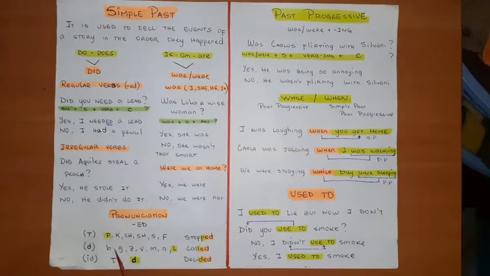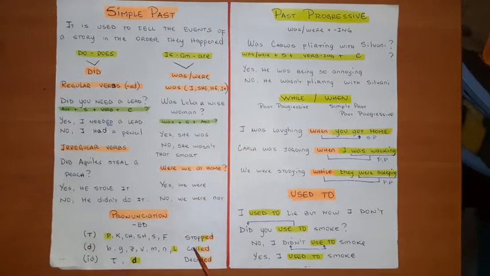Okay, when you have B, G, Z, V, M, and L, the pronunciation of the ed is going to be like a D. And when you have T and D, the pronunciation of the ed is going to be like an id, okay? So here we have stop, okay? This verb is regular. So you can't say stop it, no. As I told you, in this case, we have P, the pronunciation is going to be like T. So stopped. Stopped, okay, like a T at the end.